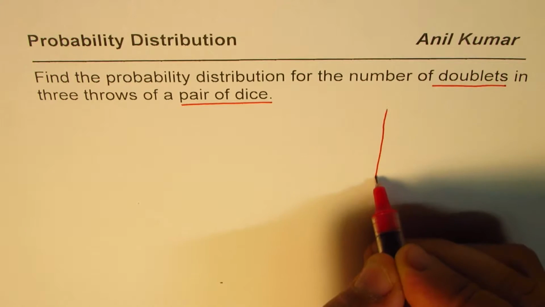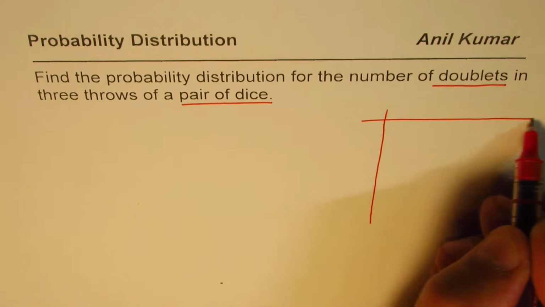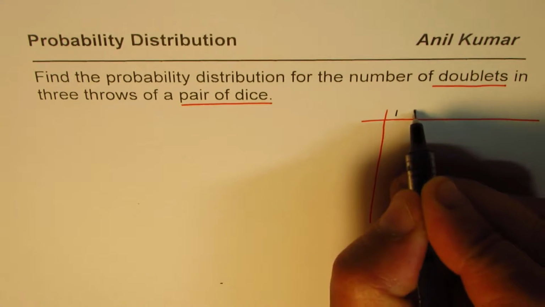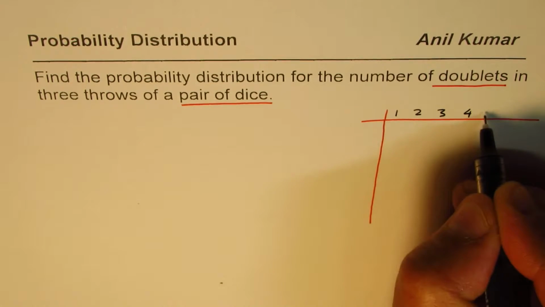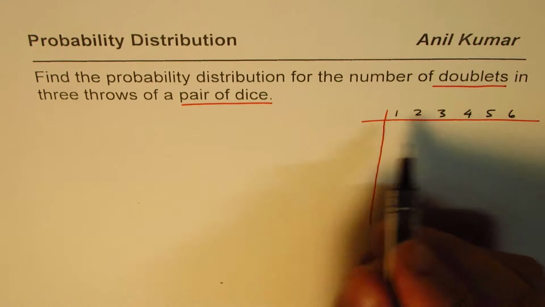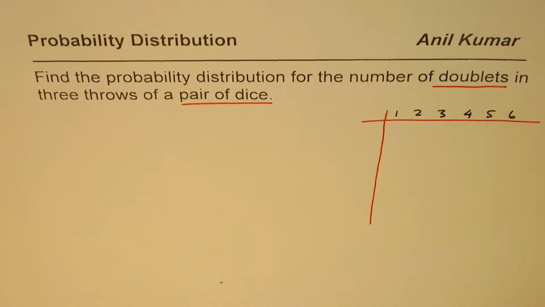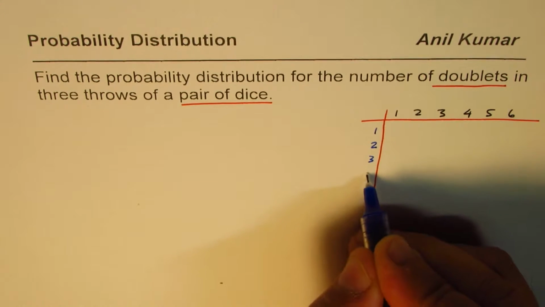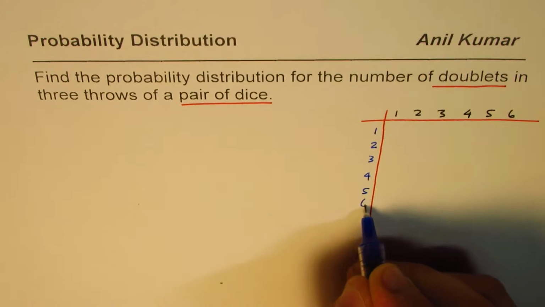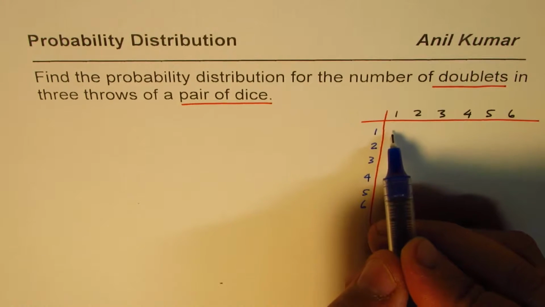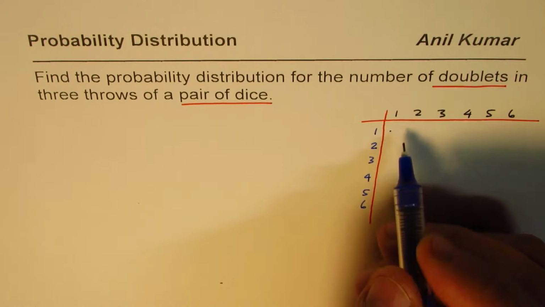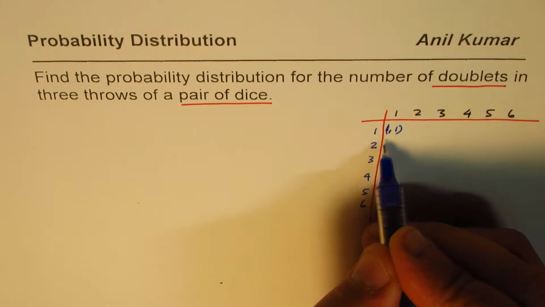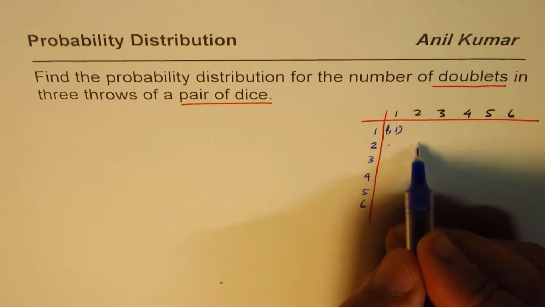When you throw a pair of dice, what can you get? You can get numbers 1 to 6 from one die: 1, 2, 3, 4, 5, 6. And with the other die also, you can get the same numbers 1, 2, 3, 4, 5, 6, right? So the combinations will be like this: 1, 1. Do you see this? This combination is 1, 1, correct? And here we get 2, 1, but here we get 2, 2.